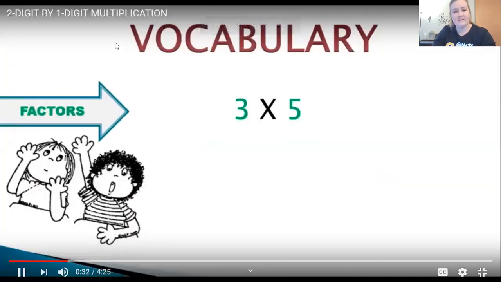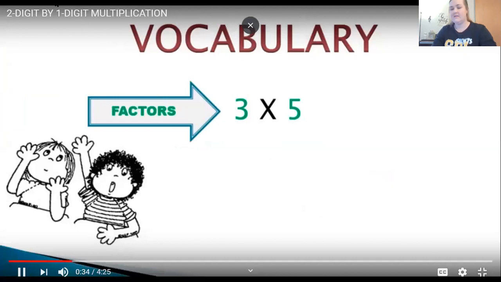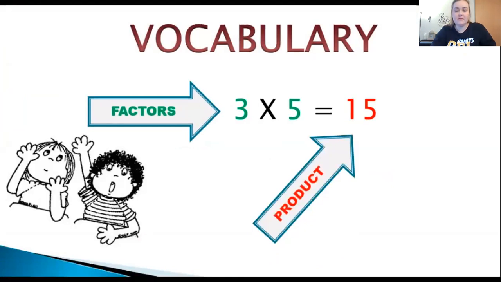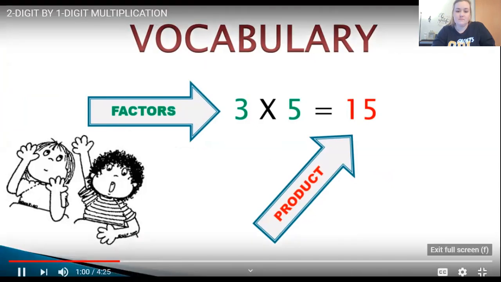Are called factors. That's right, they are called factors. They are the numbers that we are going to be multiplying. When you multiply them, they give you a product, this answer right here. The answer to this multiplication, which is in red, as you can see, is 15, is known as the product. So one more time, the product is the answer to a multiplication problem. The 3 and the 5 are the numbers that we are multiplying, and those are known as factors. Very good. Let's continue on.